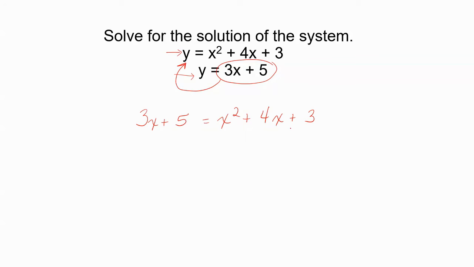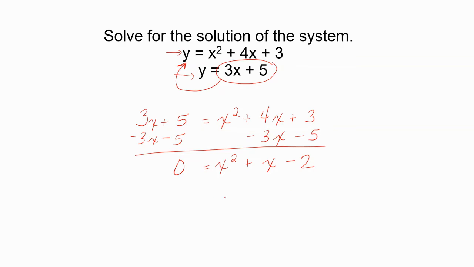Now I want to get all of the terms on one side of the equation. So I'm going to subtract 3x from both sides of the equation. You'll notice I lined it up with the 4x. Then I'm going to subtract 5 from both sides of the equation. And that will give me 0 over here on the left equals x squared, 4x minus 3x is 1x, and plus 3 minus 5 is minus 2.